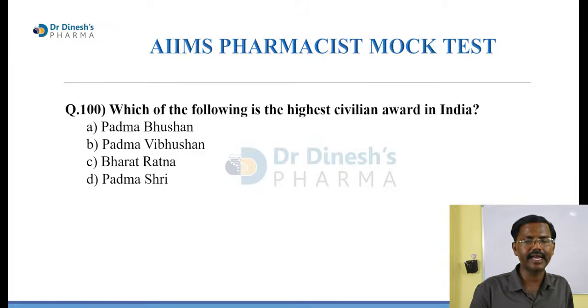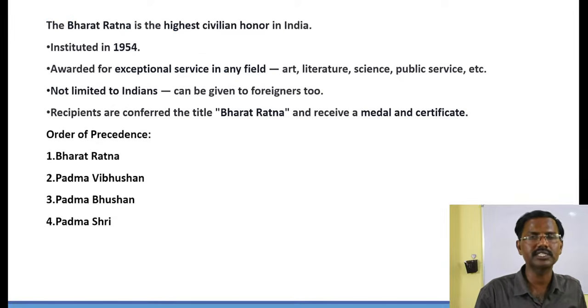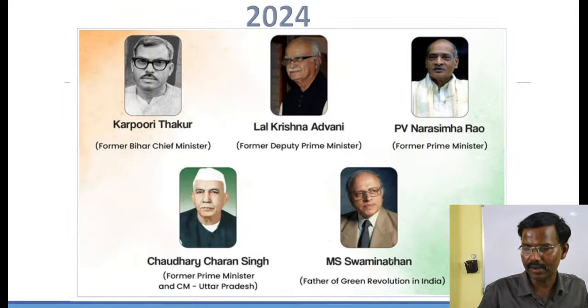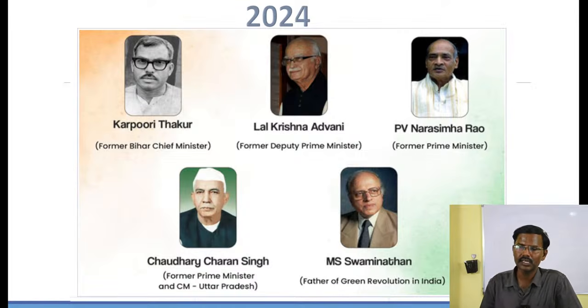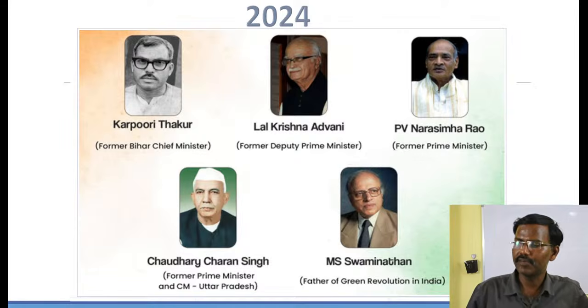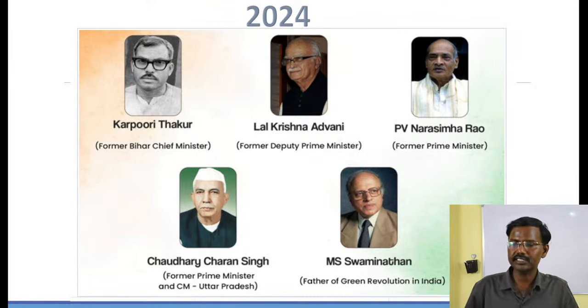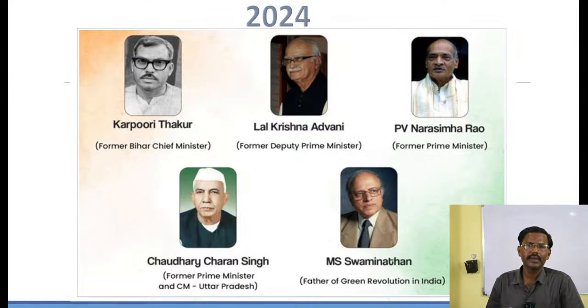Next, which of the following is the highest civilian award in India? Highest civilian award in India, everybody knows it, that is Bharat Ratna. Who recently received it? Let us see 2024. In 2024, five people received Bharat Ratna. In 2025 it has not been given yet, it was supposed to be given but is not confirmed, the discussion is going on. The recent selections for Bharat Ratna in 2024: Karpuri Thakur, former Bihar Chief Minister; Lal Krishna Advani, LK Advani is a very famous person in BJP; P.V. Narasimha Rao, a South Indian person who became Prime Minister and Chief Minister; Chaudhary Charan Singh, former Prime Minister of India and CM of Uttar Pradesh; and M.S. Swaminathan, very well known for the Green Revolution. These five people received the Bharat Ratna.